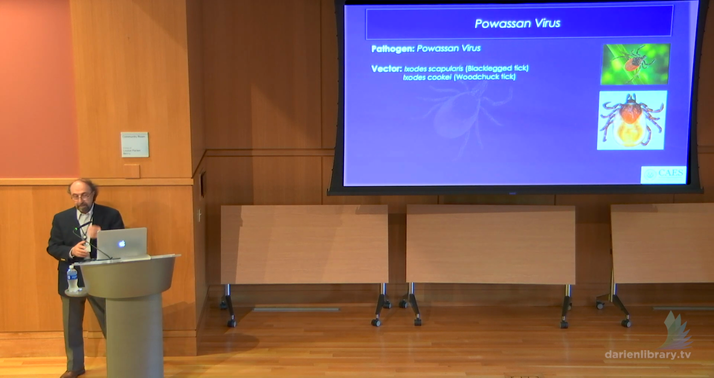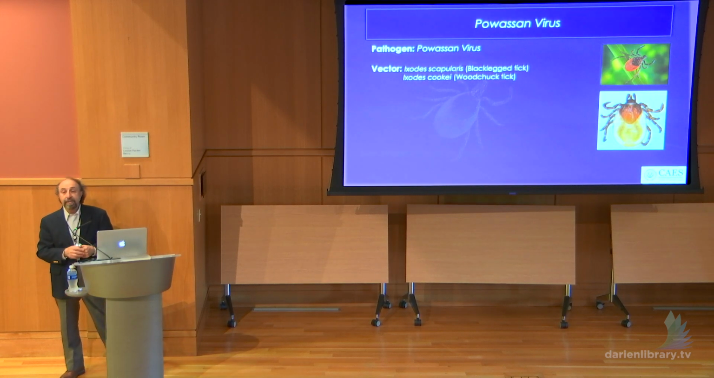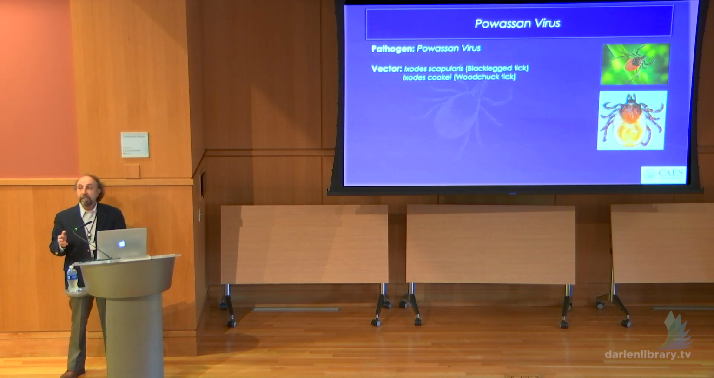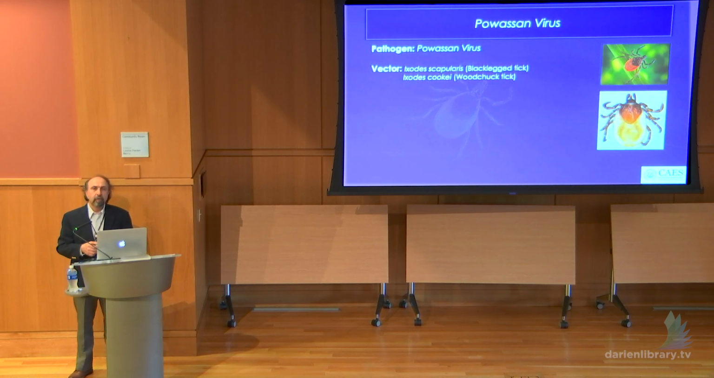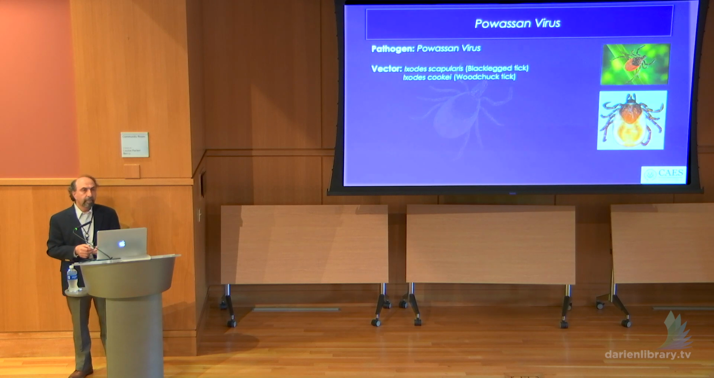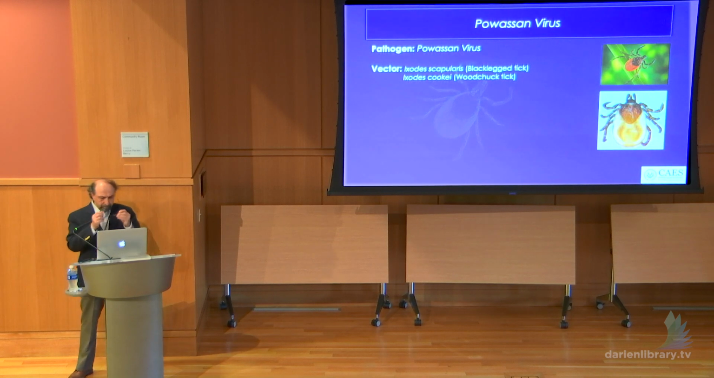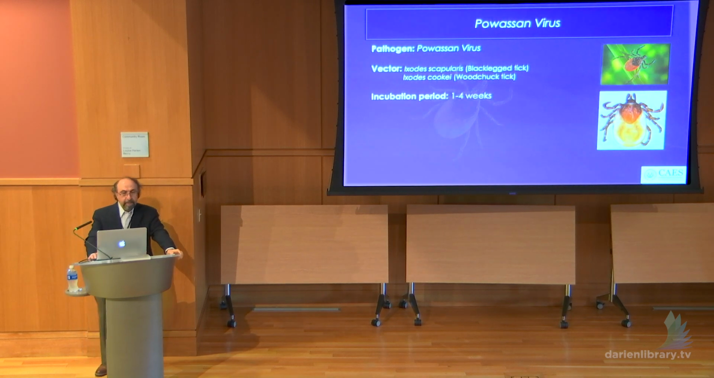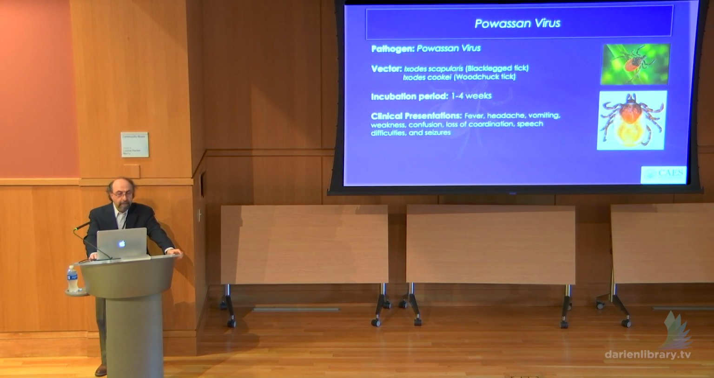This disease agent has two vectors. One of them is the black-legged tick. Another one is closely related to the black-legged tick, that is called woodchuck tick. And the incubation period takes from 1 week to 1 month. And clinical presentations, again, fever, headache, but vomiting, weakness, confusion, loss of coordination, speech difficulty, seizure.